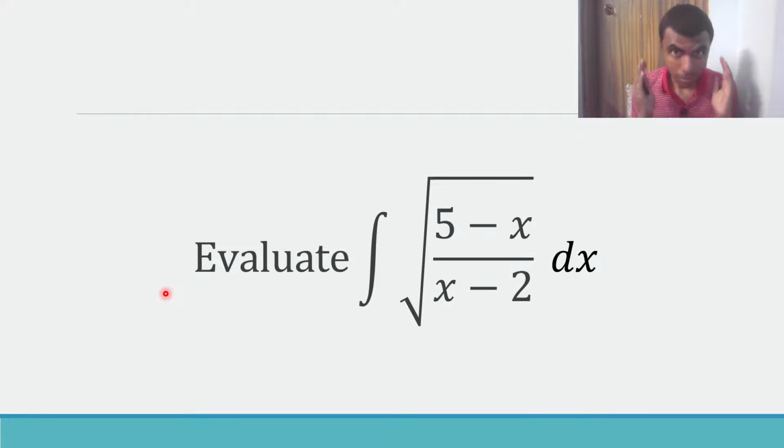Now let us see how to solve this given question. Here we need to evaluate the integral of under root of (5 minus x) by (x minus 2) dx. I'm going to go slow. If you are interested in learning this properly, stay with me until the end.